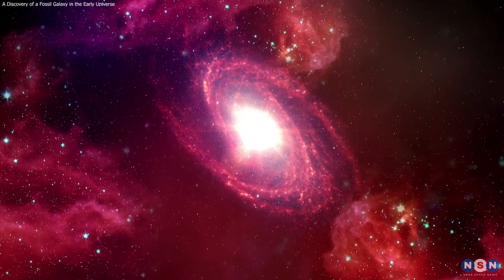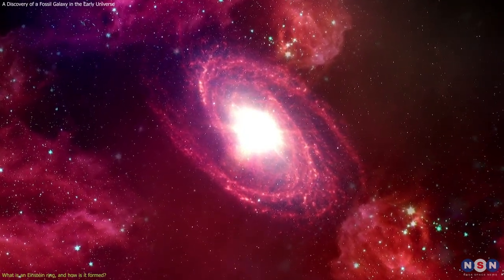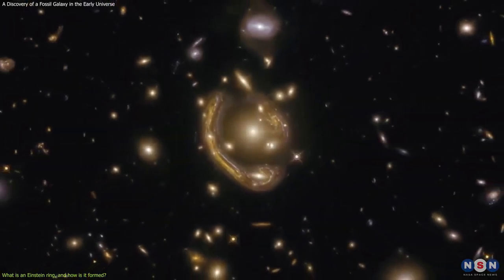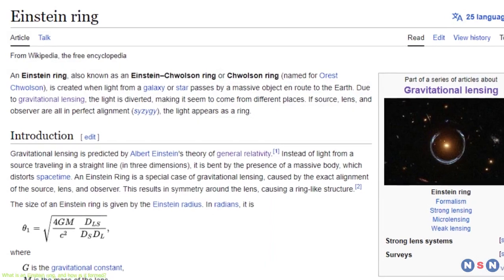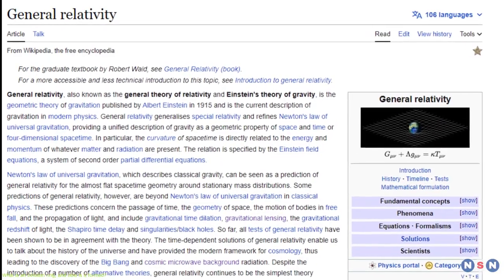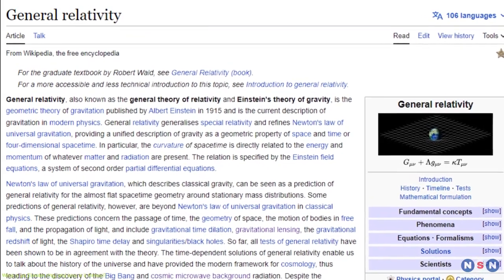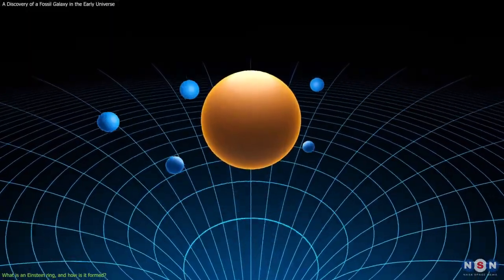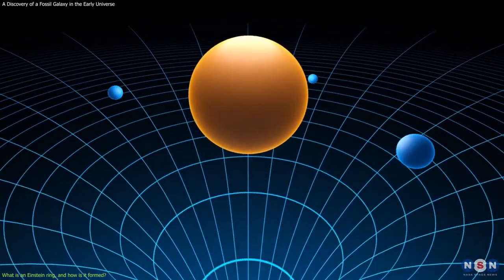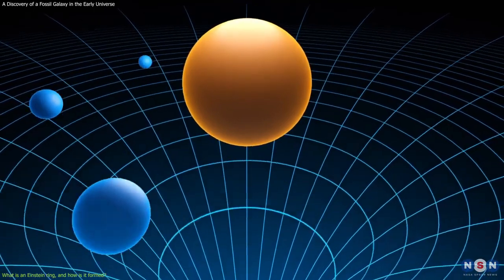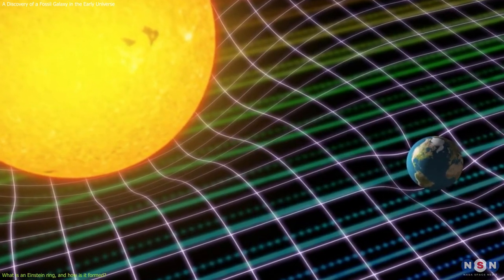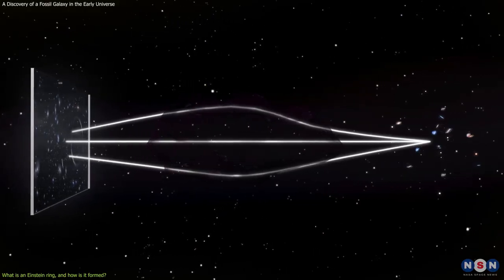Before we dive into the details of the massive and compact quiescent galaxy, let's first understand what an Einstein ring is and how it is formed. An Einstein ring is a special case of gravitational lensing, which is a phenomenon predicted by Einstein's general theory of relativity. According to this theory, gravity is not just a force, but a consequence of the curvature of space and time caused by the presence of mass. This means that any object with mass can bend the space and time around it and thus affect the path of light that passes near it.